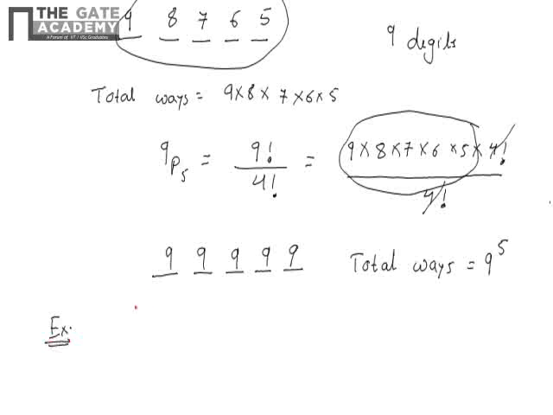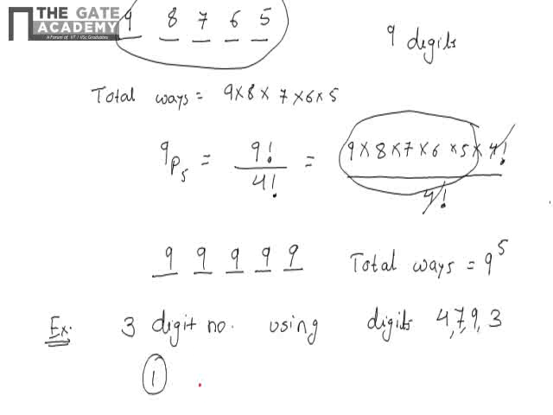Here it is written that you have to form a 3-digit number using digits 4, 7, 9 and 3. Now if we want to form a 3-digit number, there can be two cases. They will specify these cases in the exam.